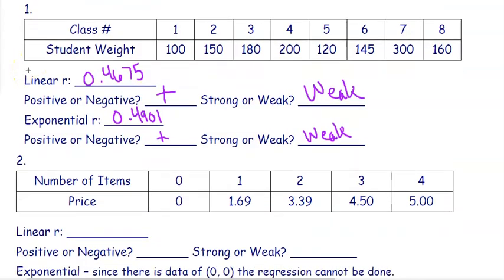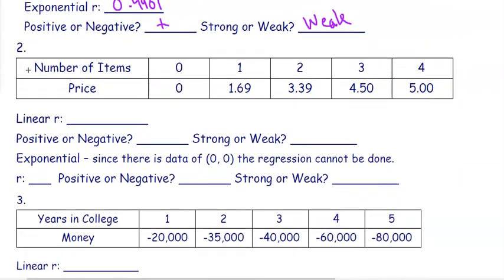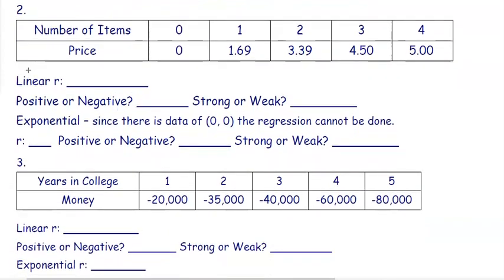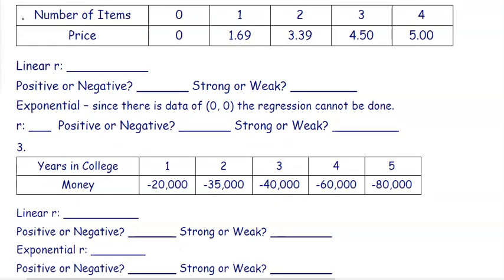Using Desmos, try these other two examples on here. We have number of items and price, and years in college and money. Notice on number 2, you can't do an exponential regression because the data point (0, 0) would break the regression formula. After finishing these two examples, go ahead and go on to the next video.